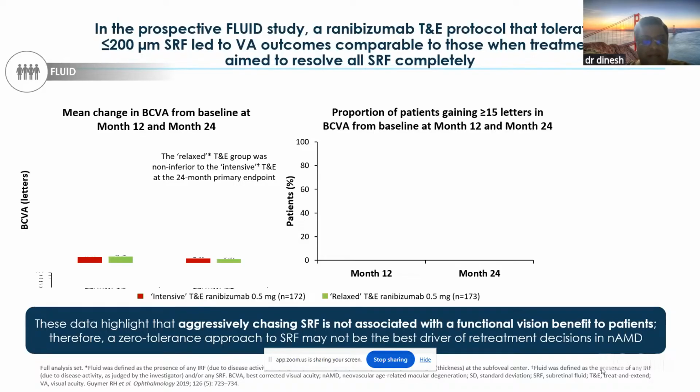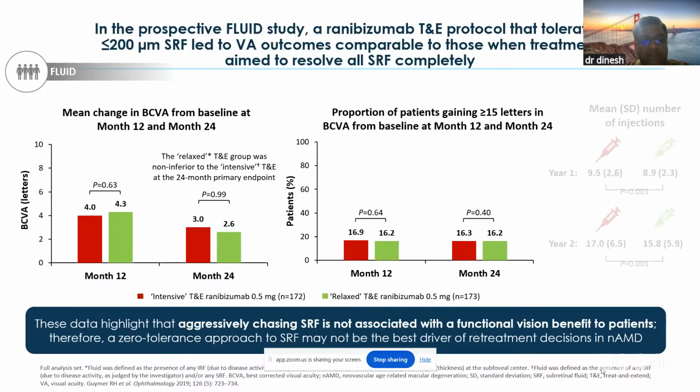So this data highlights, here we can see there are two groups. The red one is the intensive treatment and the green one is the relaxed treatment. In the intensive treatment, we are resolving all the SRF. In the relaxed treatment, we can leave 200 microns of SRF. If we see the number of injections and, at the end of 12 months and 24 months, the proportion of patients gaining 15 letters, they are almost non-significant. So all this data highlights that aggressively chasing SRF is not associated with functional vision benefit to patients in neovascular AMD.